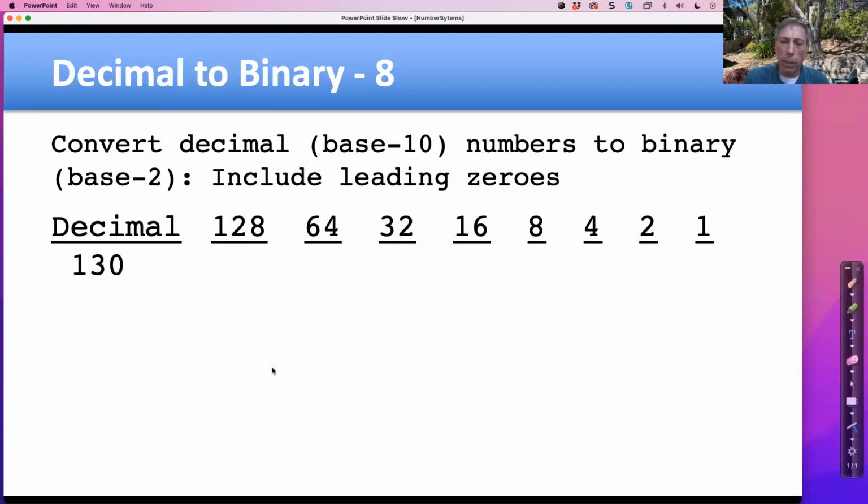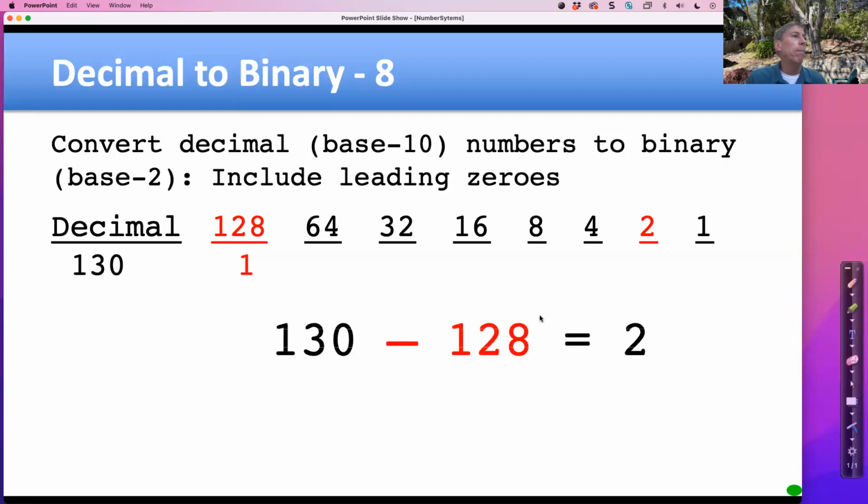Sometimes a big number looks scary, but as soon as we start subtracting some of these numbers, it's pretty easy. All right. You might even be able to eyeball this one. I owe you $130. Can I give you a $128 bill? My choice is 0 or 1. Yes. Okay, so I'm going to give you one $128 bill and subtract that. We're at 2. Now it's really easy, right?